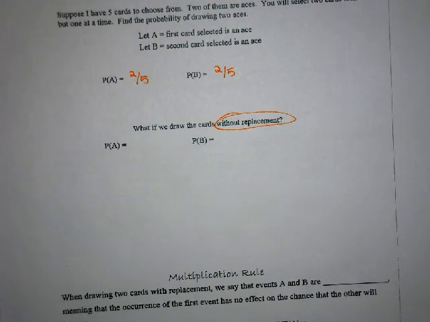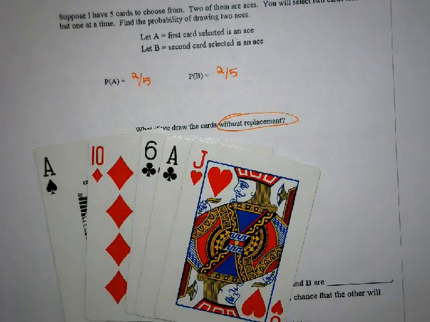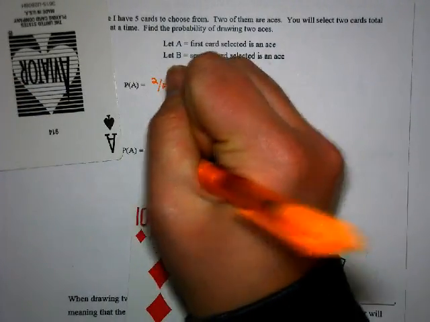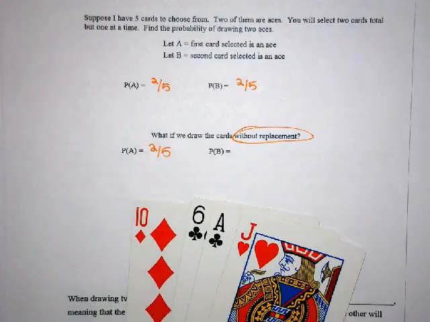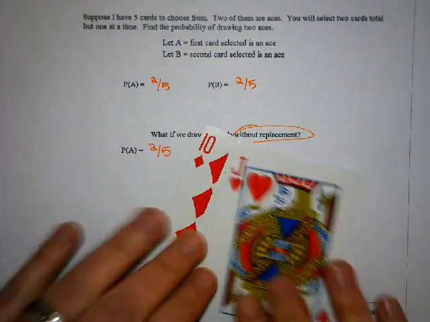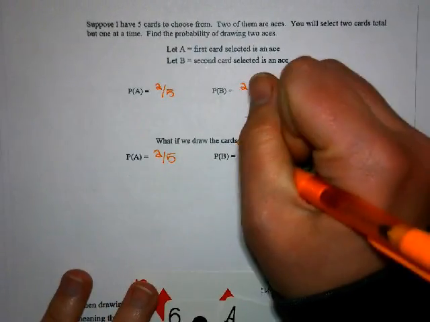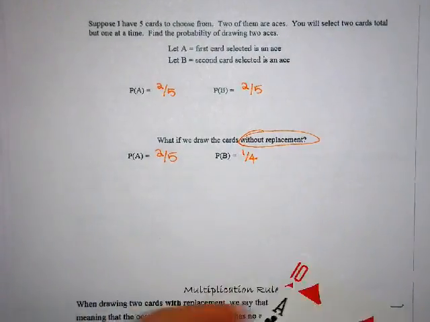So I shuffle. What's the probability that I pick an ace? 2 out of 5. Thanks, Chloe. 2 out of 5. And this time, no replacement, so that card is gone. What's the probability I pick an ace? 1 out of 4. Thanks, Chloe. 1 out of 4.